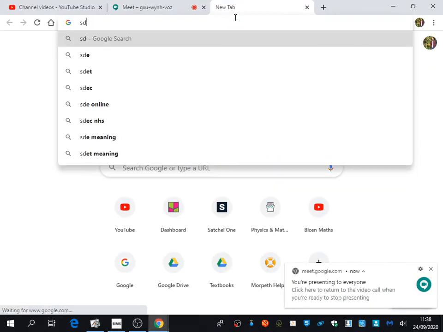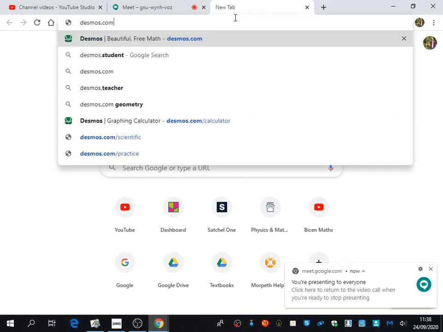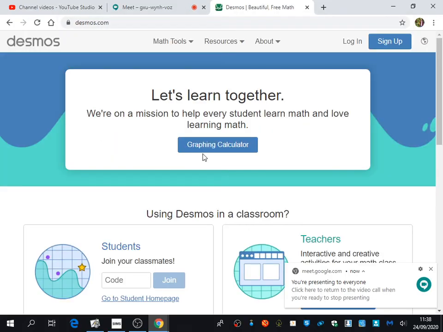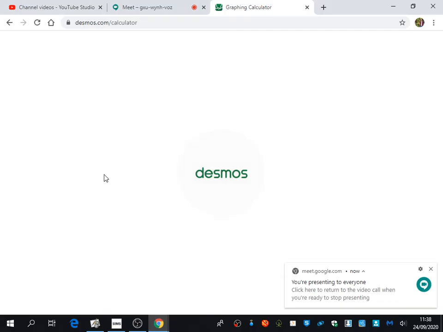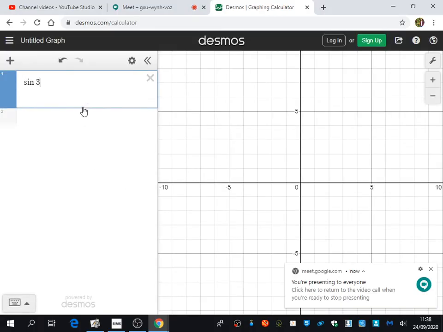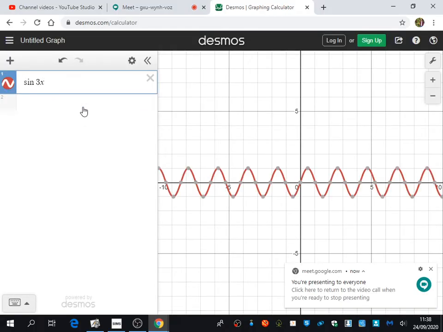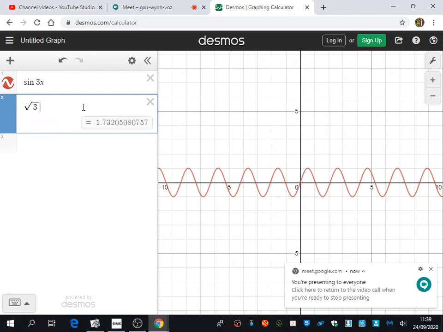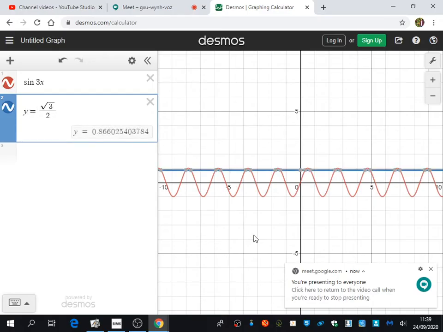I'm going to go to Desmos. Can someone just read out what the equation was again? Is it sine 3 theta equals root 3 over 2? Yes. Sine 3x. And then I'm going to do square root of root 3 over 2. Y equals.